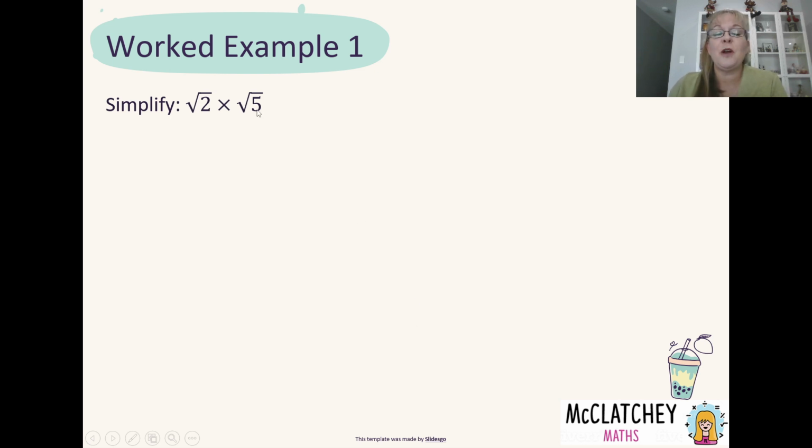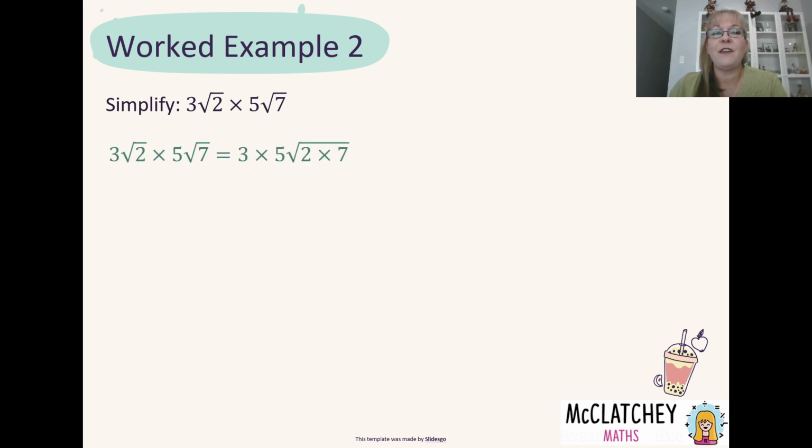So root 2 times root 5, looking at that rule, we can simply take the 2 and the 5, multiply them together under the same square root sign. It becomes root 10. Same sort of deal here. This was our second example from our key ideas. Remember, under the square root signs gets multiplied by each other. 2 times 7 makes 14. And outside the square root signs gets multiplied. 3 times 5 makes 15, root 14.